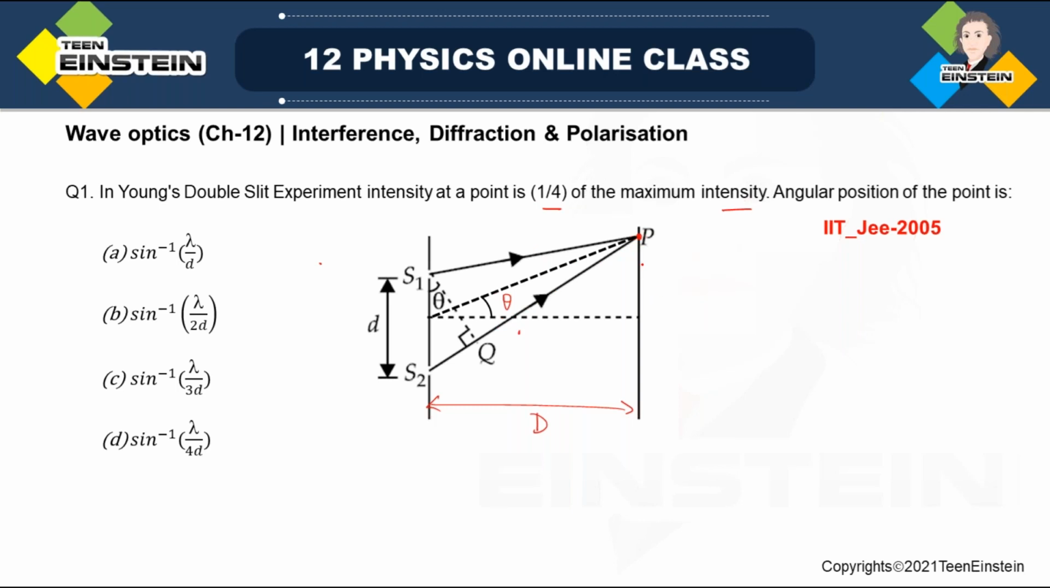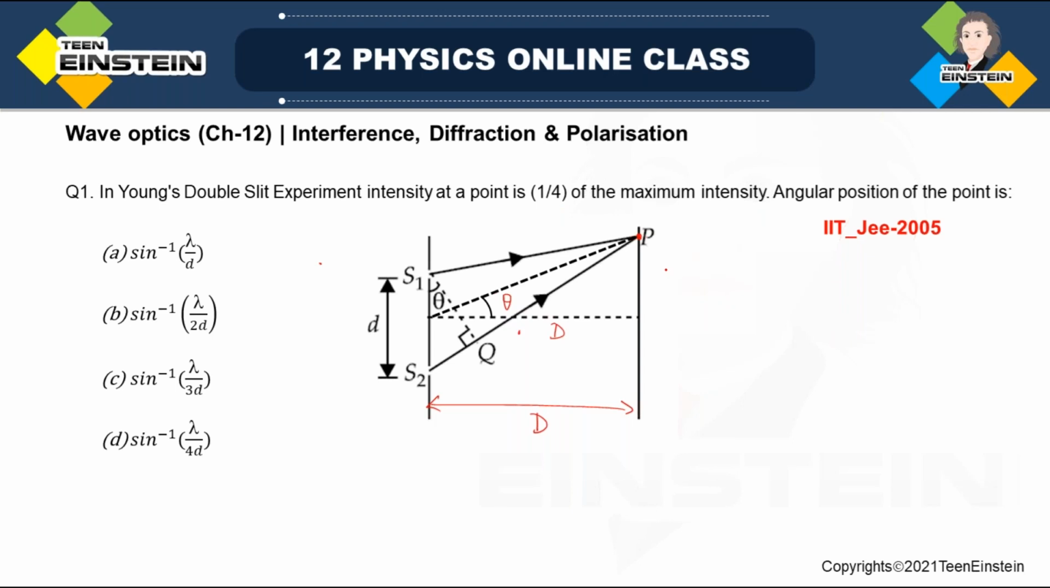So if we know somehow this distance, then we can find out easily. How do we find out? This is D, so tan theta will be equal to x by D, but we have to see what information is given over here. So the information is only intensity. We don't have this x, we don't know what this x is, so better to go with some other way.